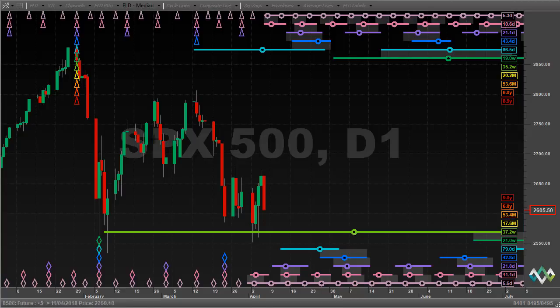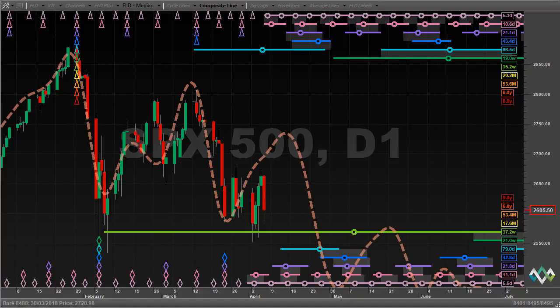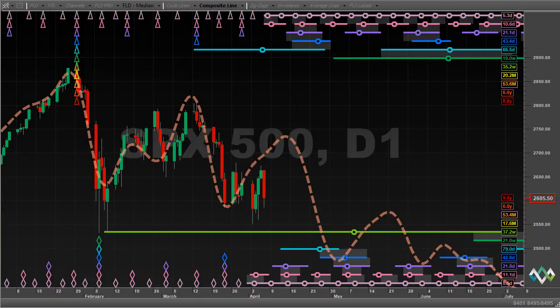So let's take a look at some of our tools for working out what we're expecting to happen next according to this analysis. Well, here's our composite model line. And our composite model line is telling us that price is currently bouncing out of a 40-day cycle trough. And we must come back and speak about that 40-day cycle trough in a moment. It's bouncing out of that 40-day cycle trough up to this place here. Now, what is that place?